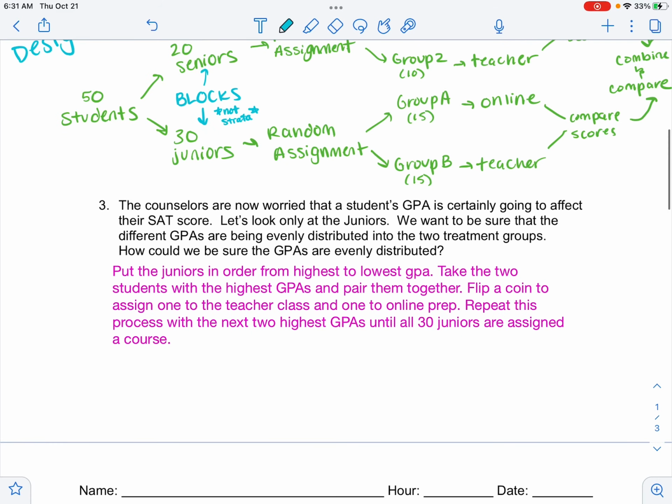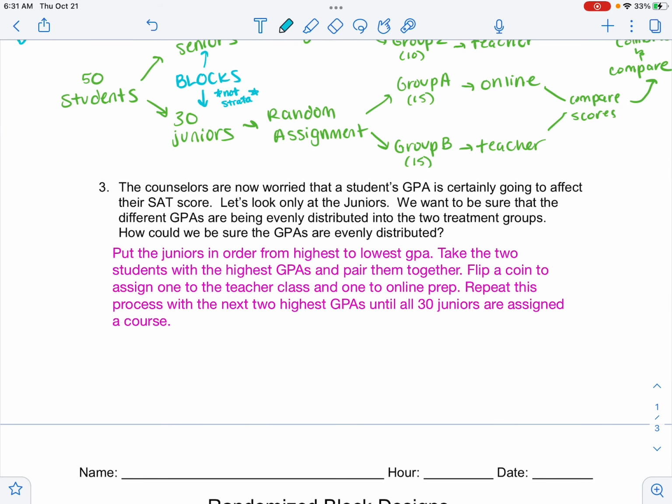All right, now in the last one, this one might have been a little bit harder to design exactly in the manner that I have it. But let's read what I've got here. So what I said was put the juniors in order from highest to lowest GPA. Take the two students with the highest GPAs and pair them together. Flip a coin to assign one to the teacher class and one to the online prep. Repeat this process with the next two highest GPAs until all 30 juniors are assigned a course.